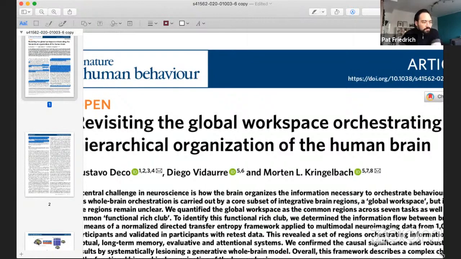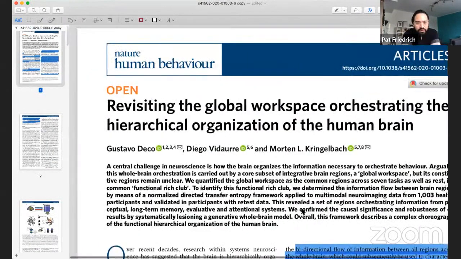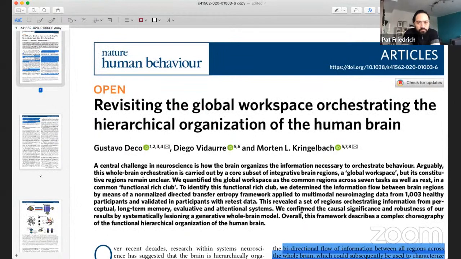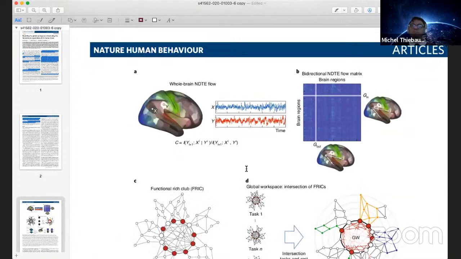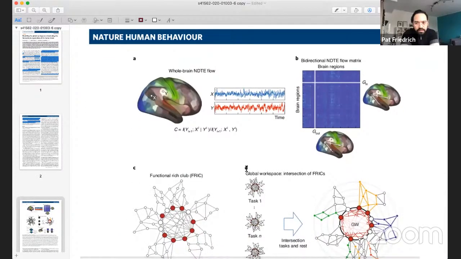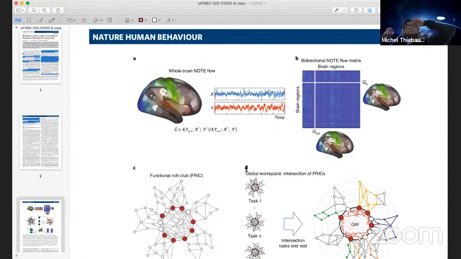Really cool stuff. I'm just wondering, the Rich Club has been defined before by means of graph theoretical approaches. Is there any overlap with existing literature? Absolutely. So they use the Rich Club, as they mentioned in the introduction, as a way to demonstrate their point and link it up with the global workspace and the variation of the interaction between what's not the global workspace and what's the global workspace in this FRIC model, and how it changes.